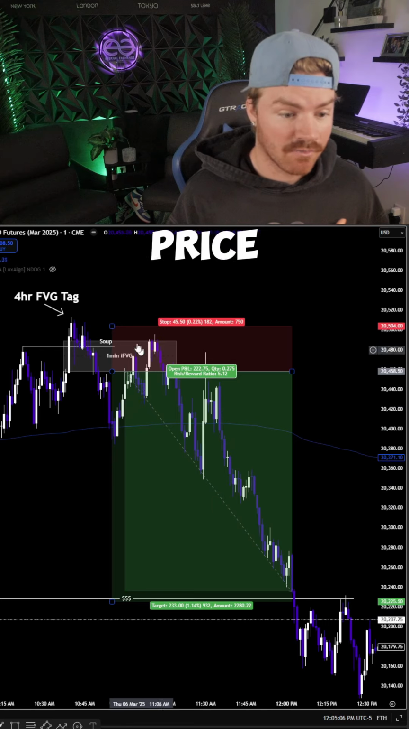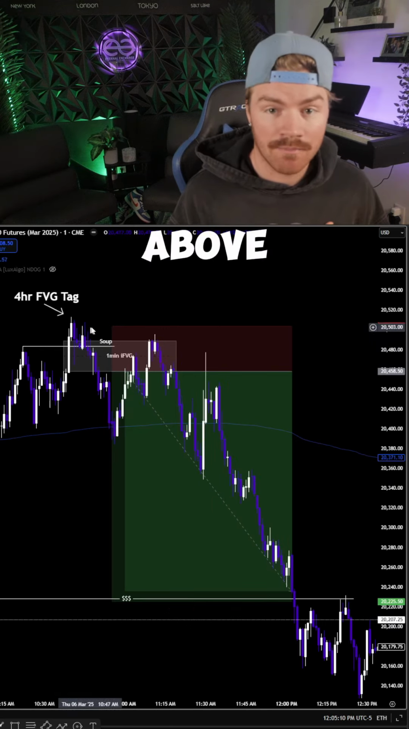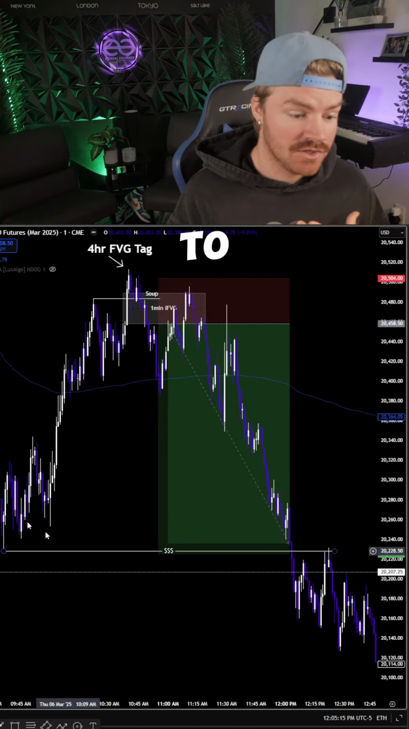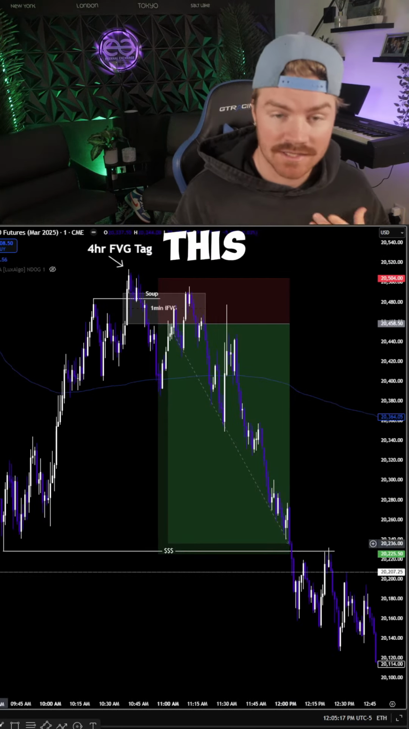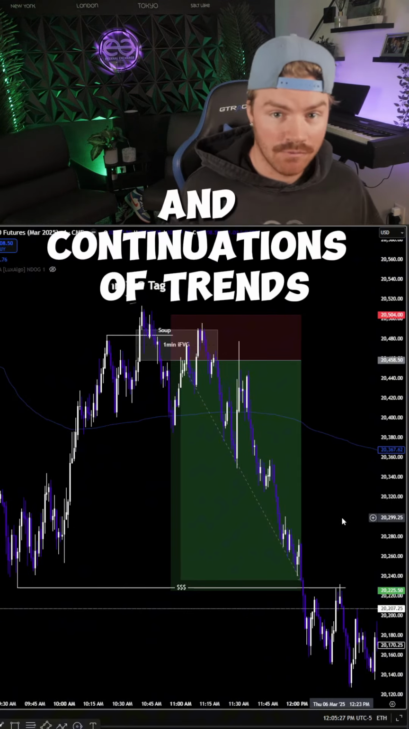As you can see here, price retraces into the IFVG, which is where I would get my entry. I'd keep my stop above the wick of that IFVG candle, and I would hold this trade down to opposing liquidity down at this swing low. This is the best entry for catching reversals and continuations of trends.